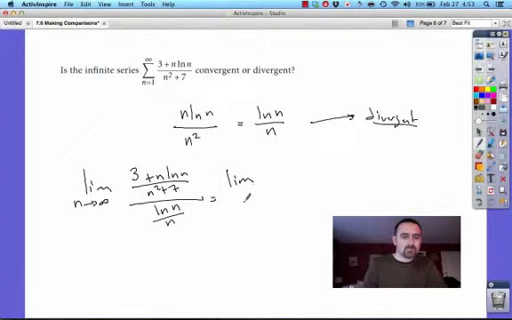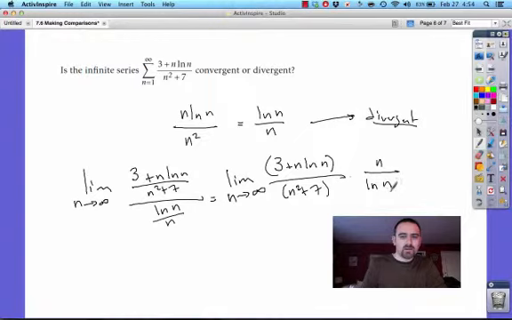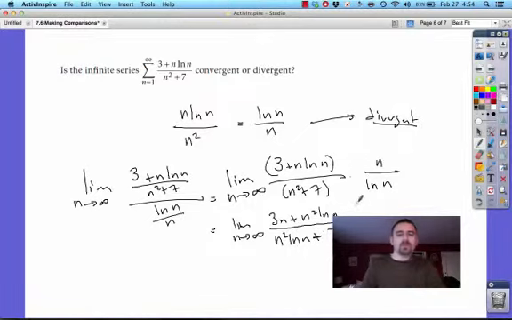Okay. And again, we know this is divergent. So we'll do 3 plus n ln n divided by n squared plus 7 times n over ln n. Okay, so let's see what we can do. Distribute the n through, we get the limit as n goes to infinity of 3n plus n squared ln n divided by n squared ln n plus 7 ln n. Okay, so we're getting somewhere now.